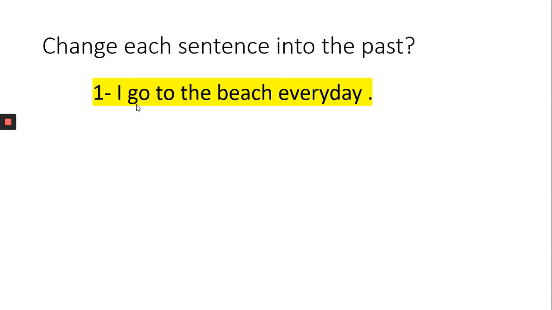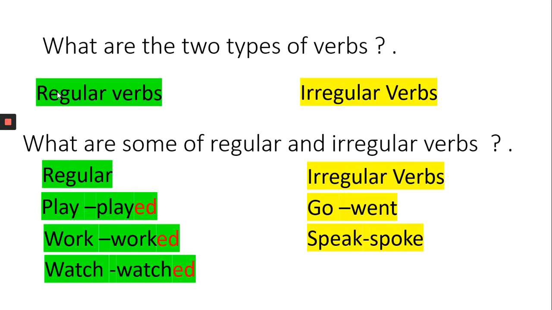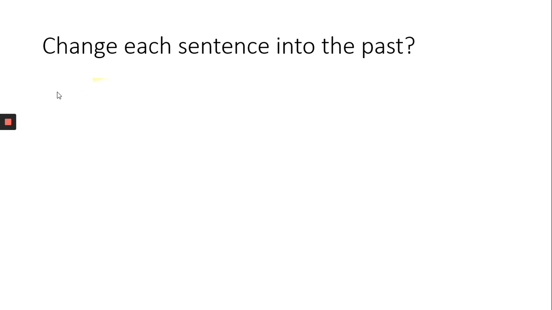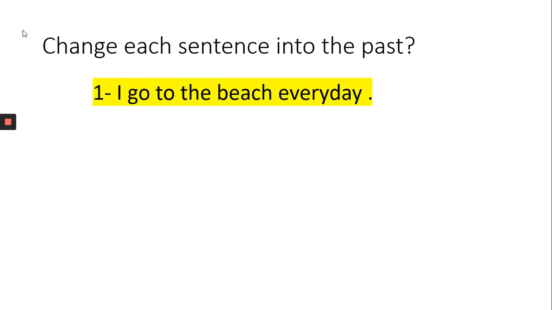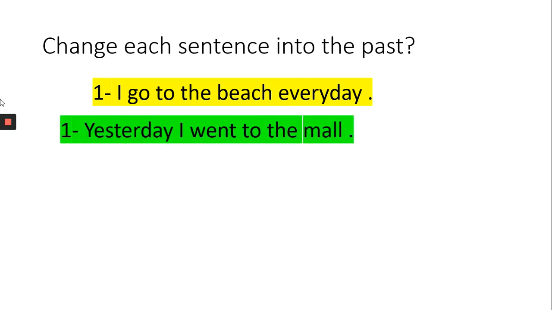Can you think? So what should we change? Very good. We have to change the verb go. Okay? So the verb go is in the present. We have to change it to the past. What do we say instead of go? Very good. Change go into went. Go becomes went. So the answer is yesterday I went to the mall. So we change go into went.